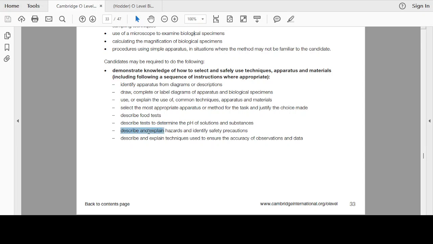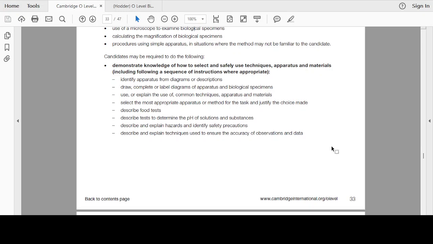Describe and explain hazards and identify safety precautions. Describe and explain techniques used to ensure the accuracy of observations and data. So, how can you make sure that your results are as good as they can be and as close to what they should be in theory?